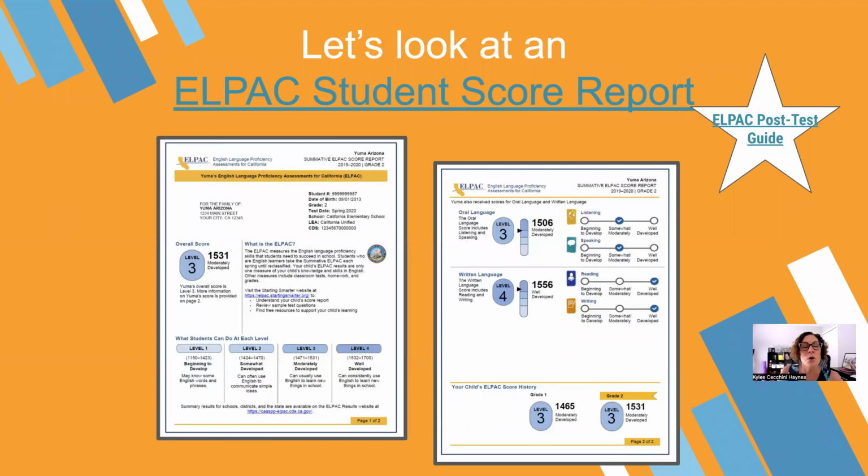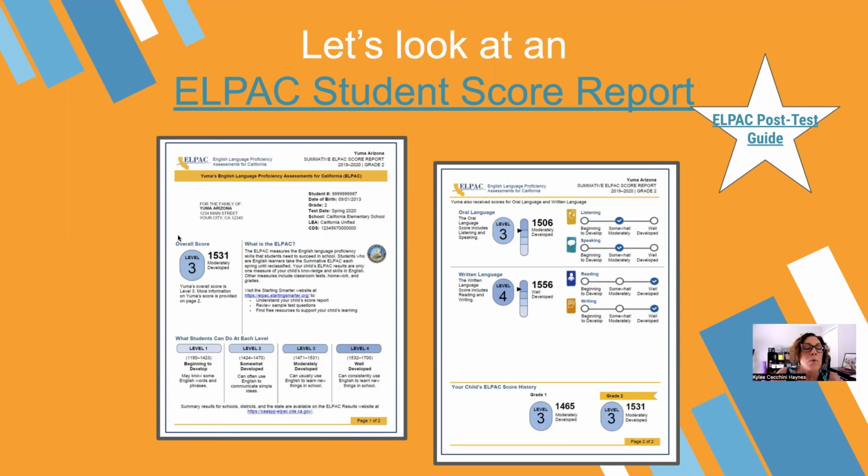Okay, so this is a fake report. The young lady's name is Yuma, Arizona, and she is in grade 2. Here she has her student number, date of birth, grade 2. This tells us when the test was given, the elementary school name, the LEA, that's our local education agency, which is your school district. And then this is the school district number there.